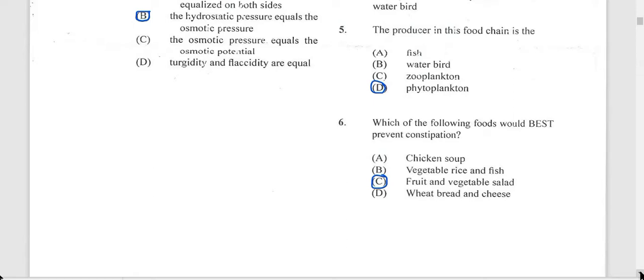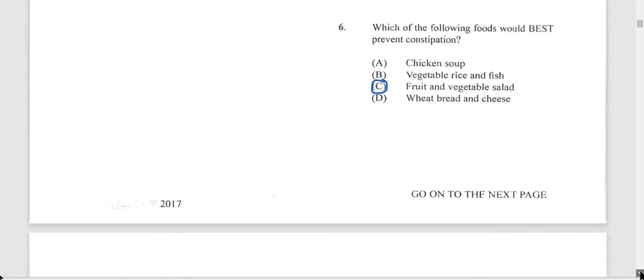6. Which of the following foods would best prevent constipation? This again is a repeated question, and it's going to be fruit and vegetable salad, being that we need that fiber in the diet, the roughage in the diet, in order to prevent constipation.